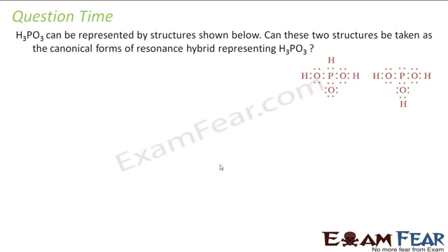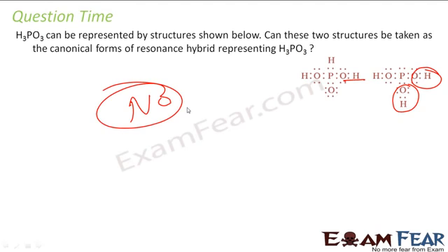The question is, H3PO3 can be represented with these 2 structures. Can these 2 structures be taken as canonical forms for the resonance? Let's see. I don't think so, because if you see here I have 2 OH, here I have only 1 OH, because the position of the atom has been changed, right? The position of the atom has changed, so we can't say that it is a resonance. The position has changed.